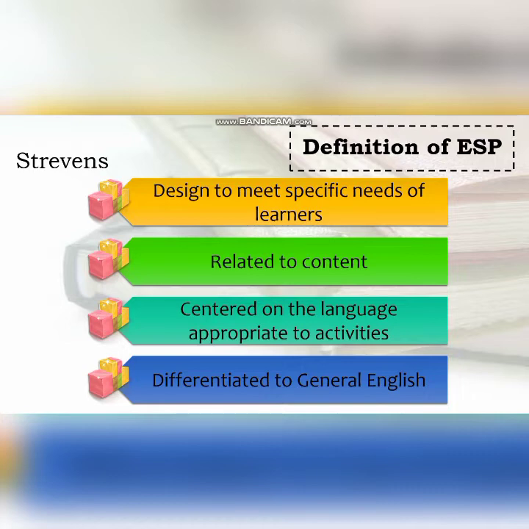And the last one is differentiated to general English. So English for specific purposes is different with general English. In a general English, the students just learn about the language, master the language for its own sake. But in English for specific purposes, it is designed for the learners to approach or to reach the students' need.